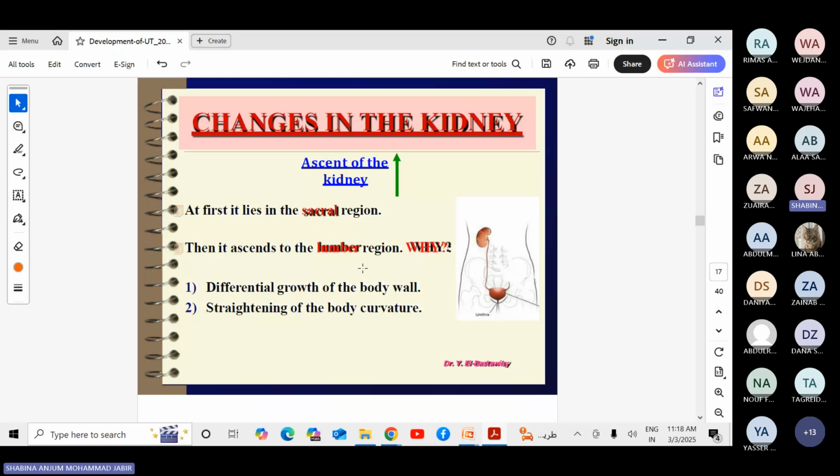Okay. So because of the growth of the body wall, and as the baby has a curvature which will slowly become straight, the kidney will go up. Even the development of the ureter also will start, so the kidney will ascend up. If you remember when you studied the development of the testes, the testes descend down into the scrotum, but for the kidney it is opposite. It will start in the sacral region and it will ascend up.